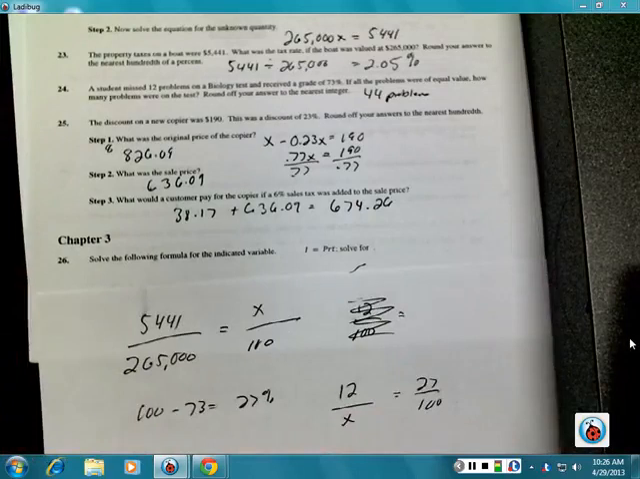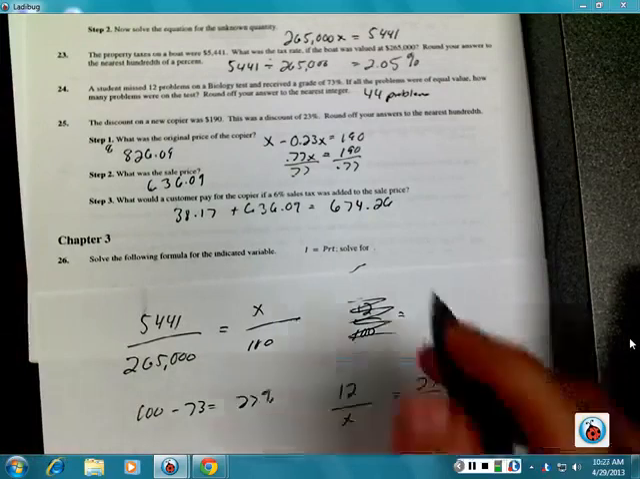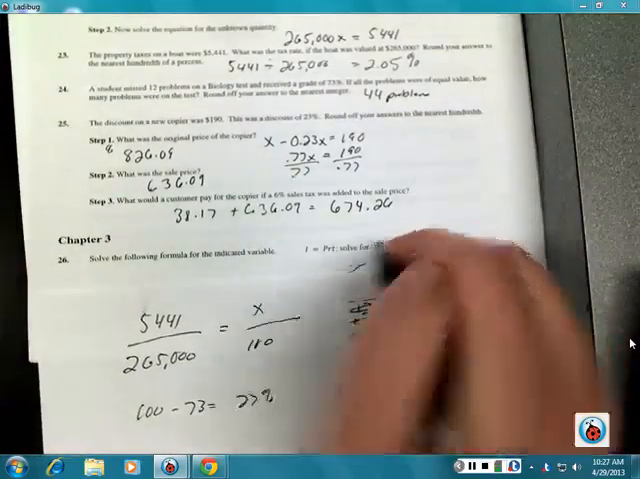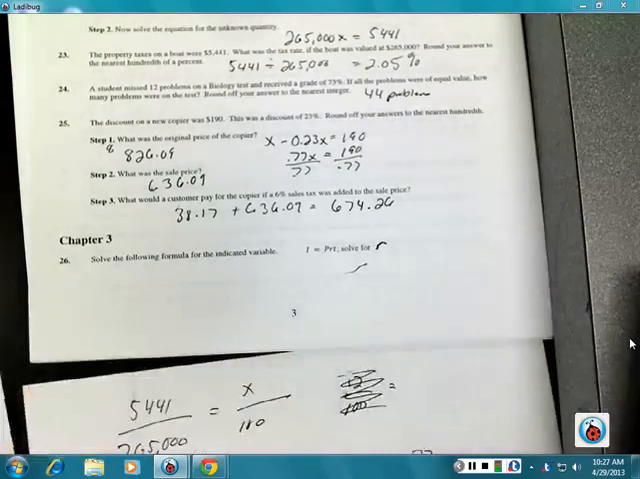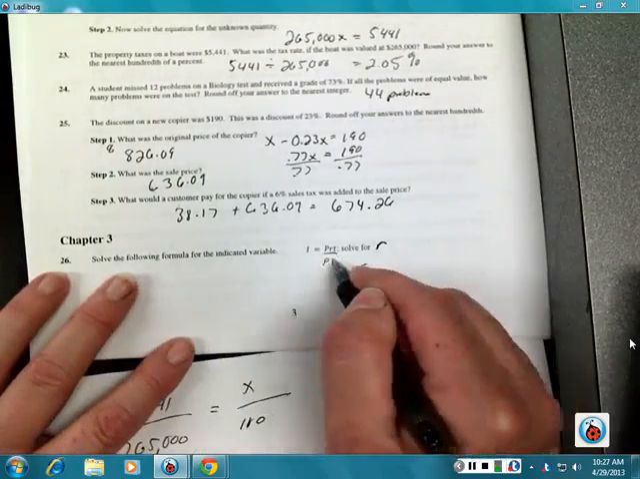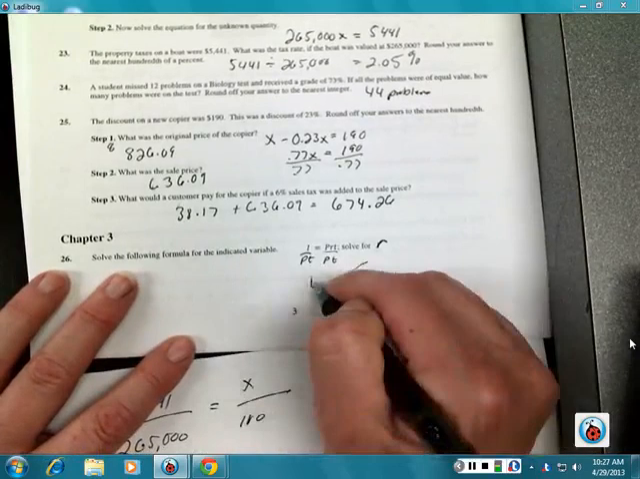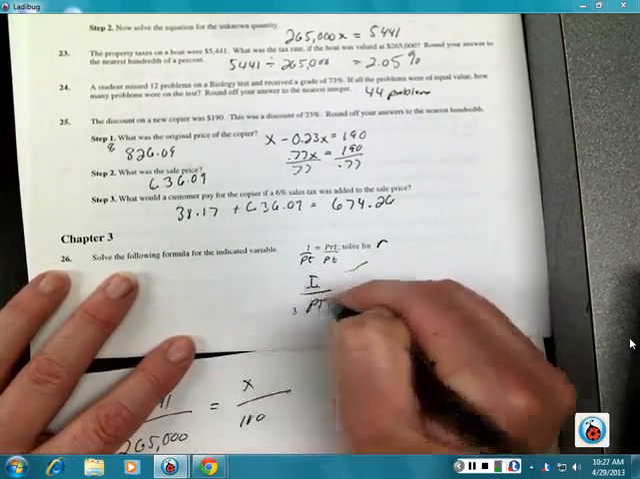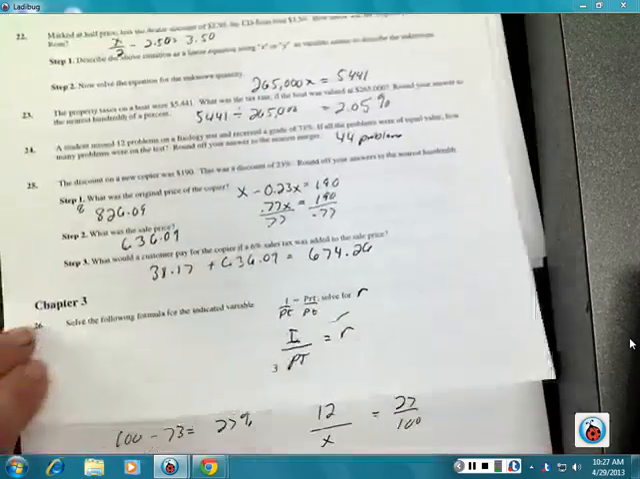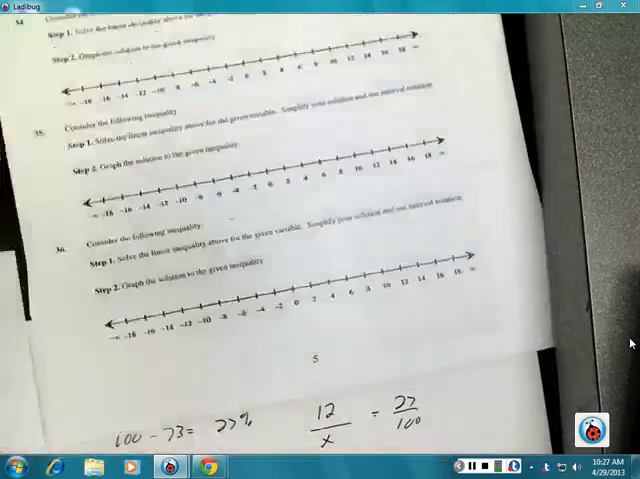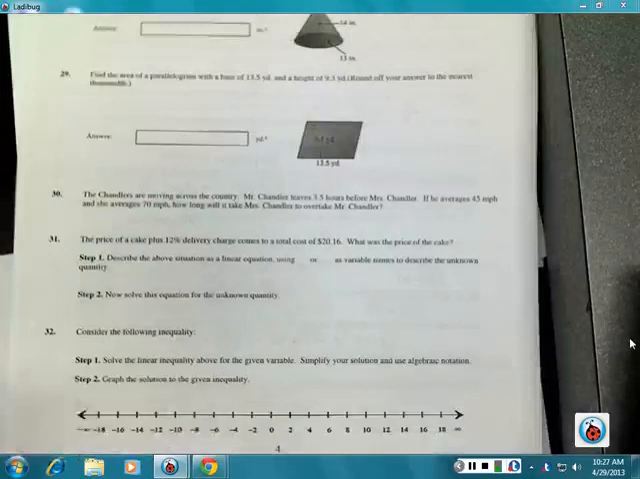All right, now we're on to chapter 3. There are two questions in here that you do not have the problems for because it decided to leave them off. That is number 26. You need to solve for r right here. If I solve for r, I'm going to divide both sides by PT, and I find I over PT is equal to r. So that gives me my value in there. And then 27 is the other one they left everything off of.